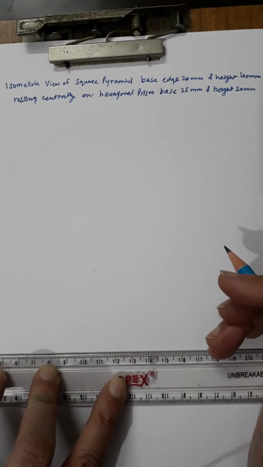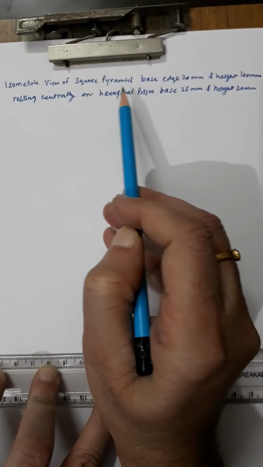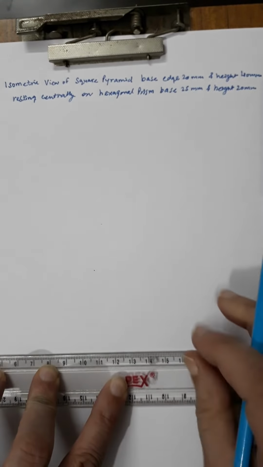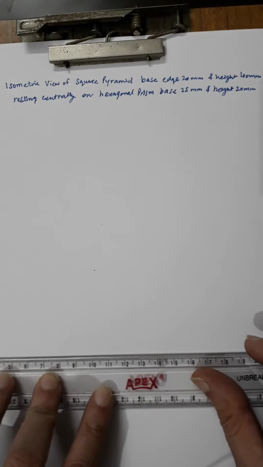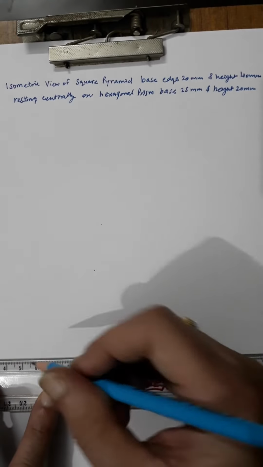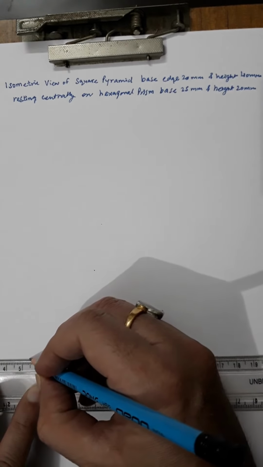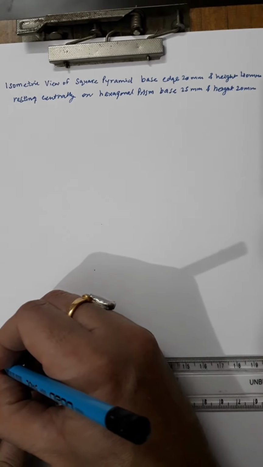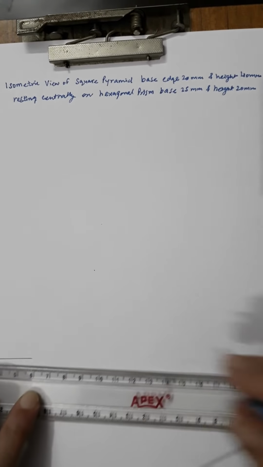Friends, in this video I will discuss how to draw the isometric view of a square pyramid resting centrally on a hexagonal prism. First I have to draw the hexagonal prism. Base edge is 25. So I will first be drawing the regular hexagon with 25 mm base edge.